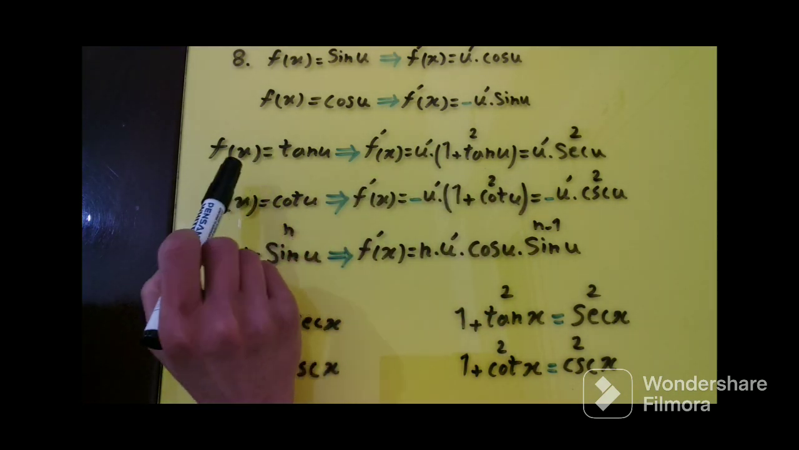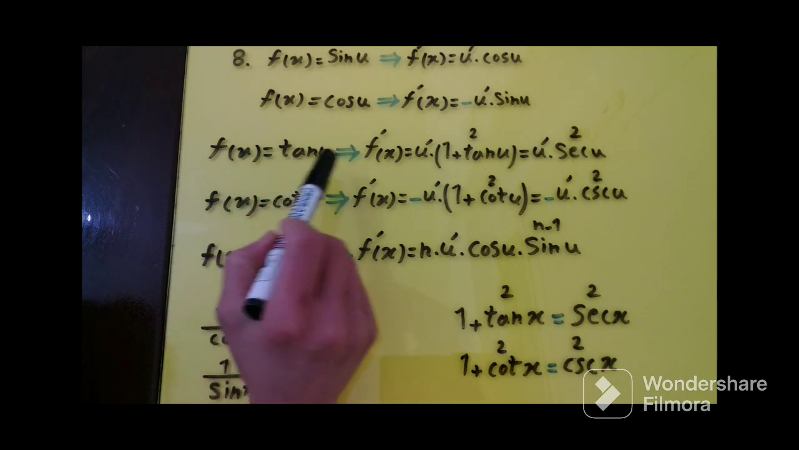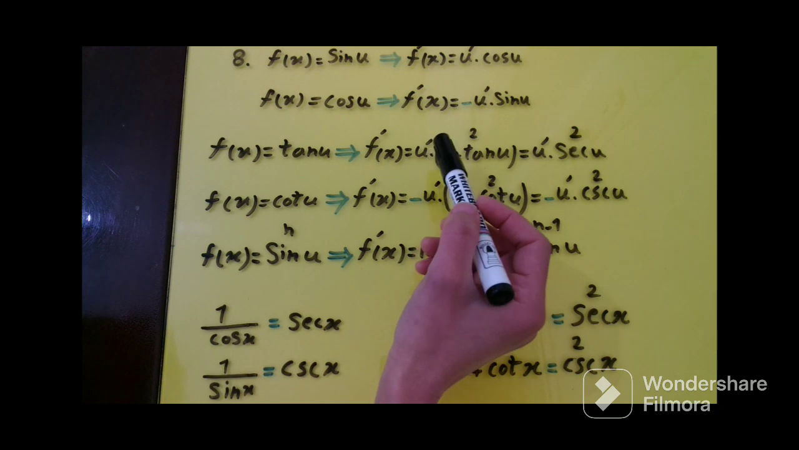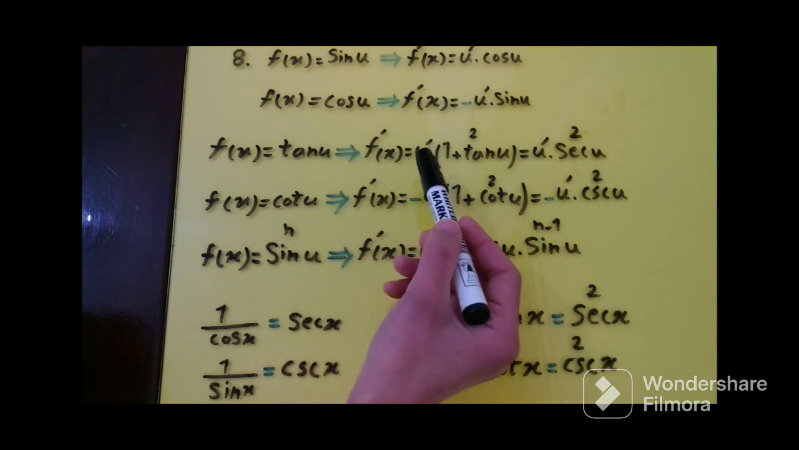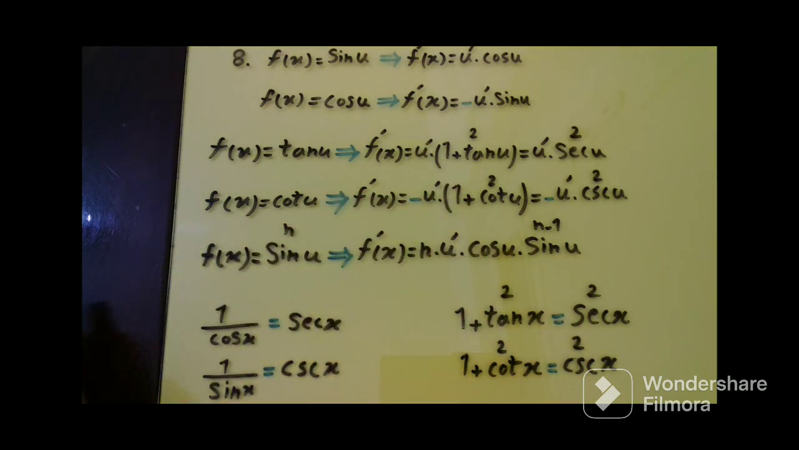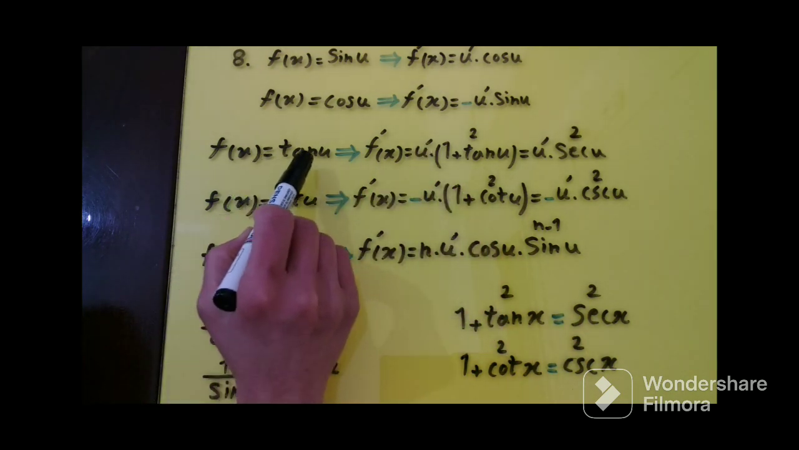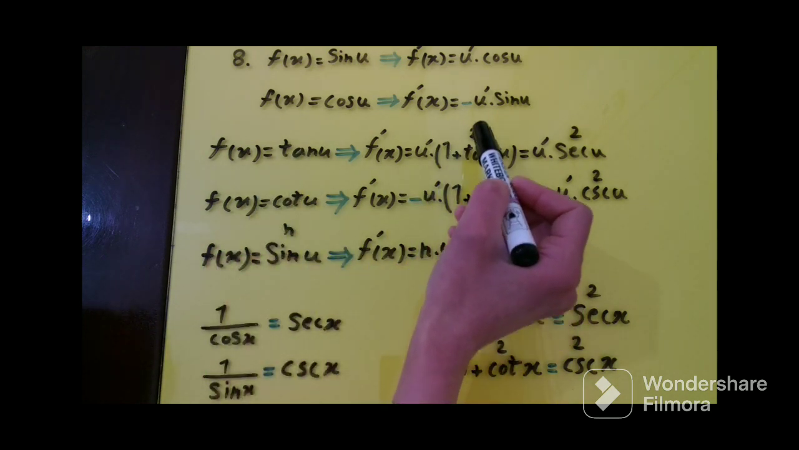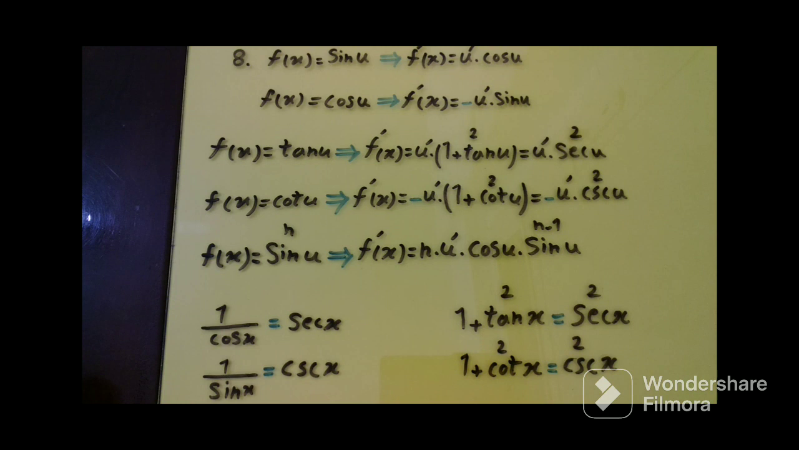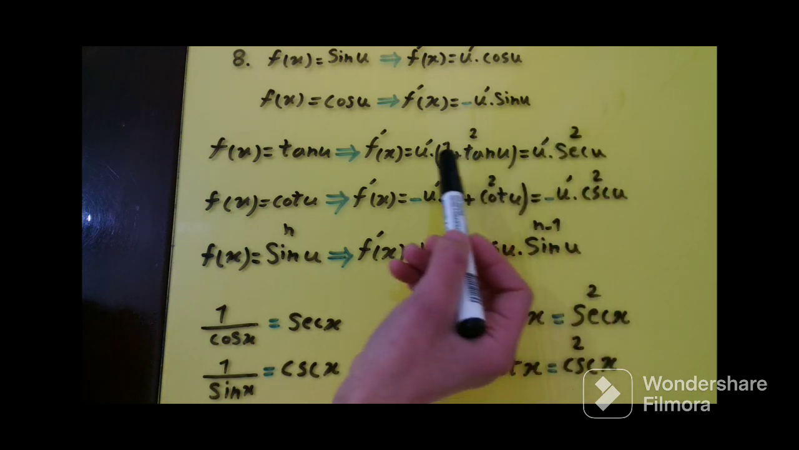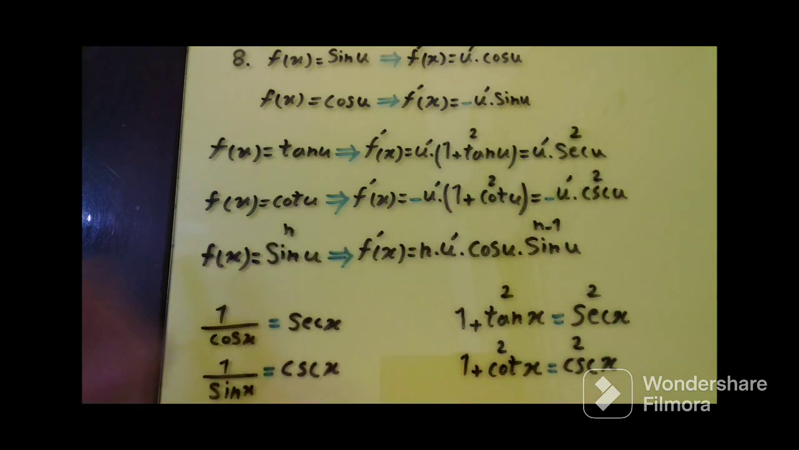In the next function, for getting the derivative of tangent u, first, like before, you should get the derivative of u. The derivative of u is u prime times the derivative of tangent. The derivative of tangent is 1 plus tangent squared u. According to this formula, we can replace it with secant squared instead of 1 plus tangent squared u.